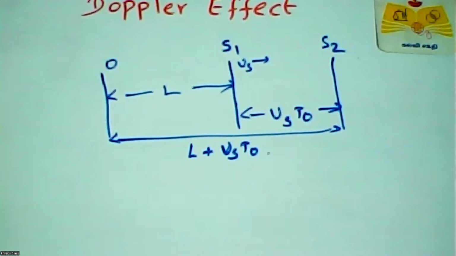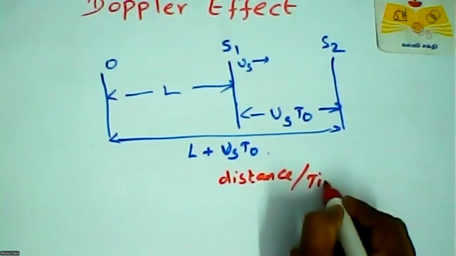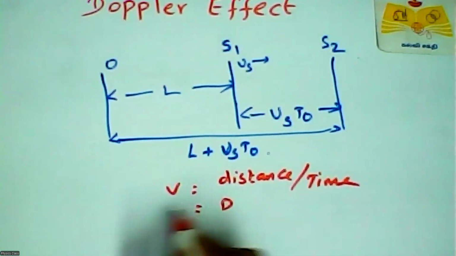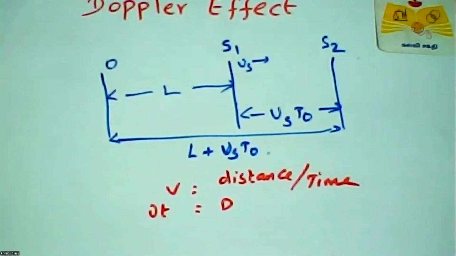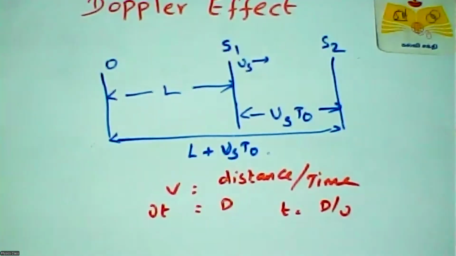We already know the formula for velocity. Velocity means distance by time. Suppose we want to know the distance, then distance means velocity times time. If we want to know the time, it is distance by velocity. So these are the three terms. Velocity, or speed, is equal to distance by time. Velocity means displacement by time.